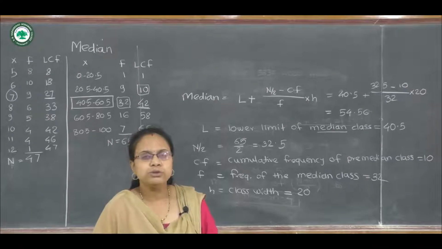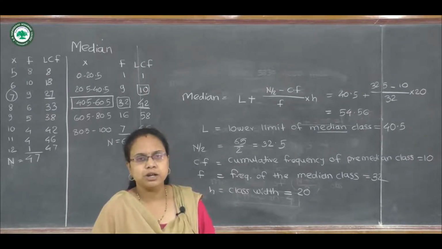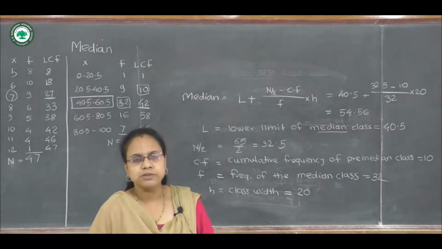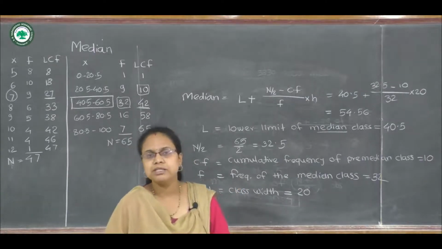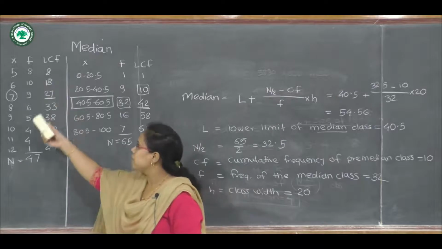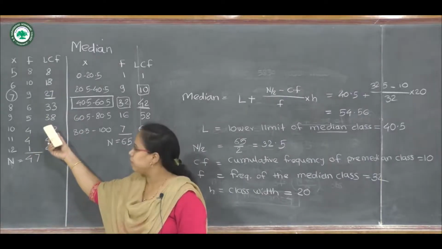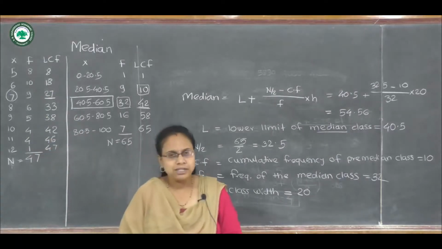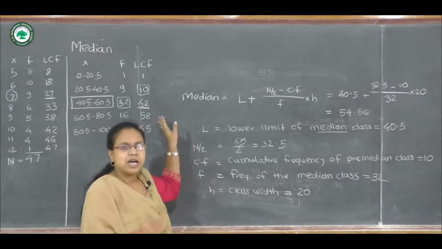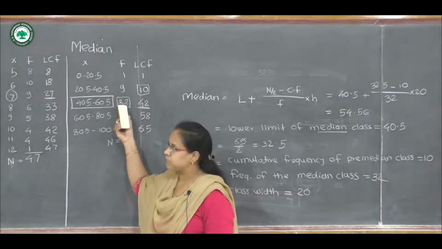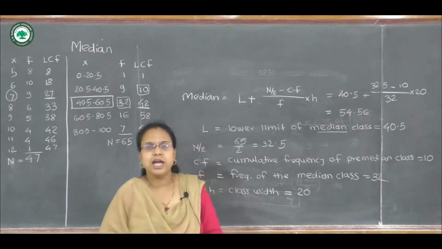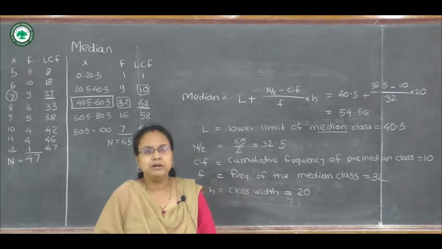So in case of ungrouped data there are two cases: when the number of observations is odd, and when the number of observations is even. Also for grouped data there are two types. Means if the data is like this, observations and their corresponding frequencies, and the second type is when observations are classes and their corresponding frequencies. So in all these cases we have learned how to calculate median.